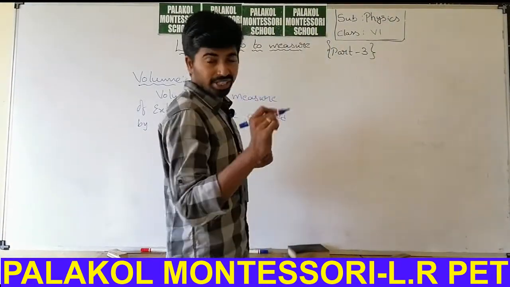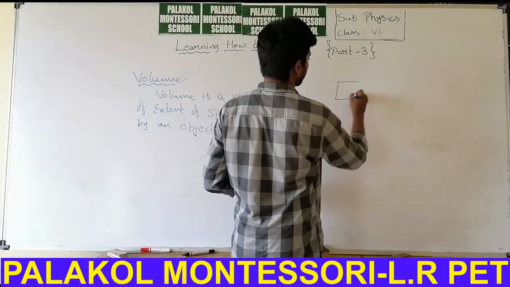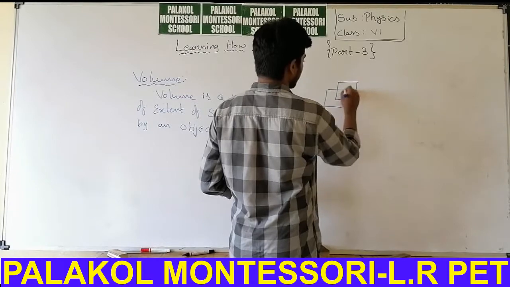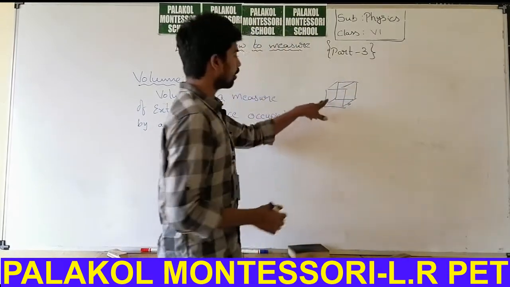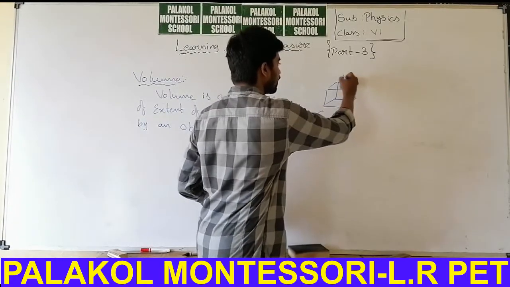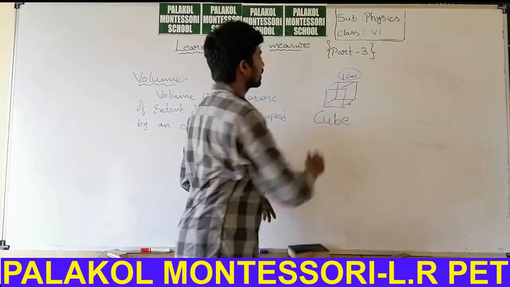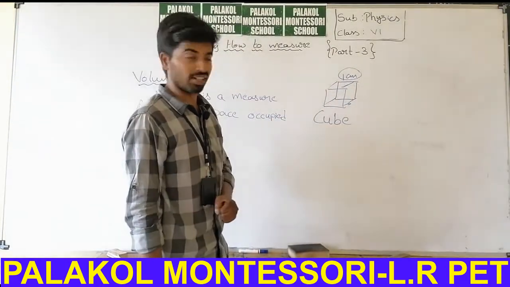So let us construct a cube, a three-dimensional object with 1 centimeter of length. I have constructed a cube with 1 centimeter of length. So what we will call this is a cube. This is a cube constructed with 1 centimeter of length. So every side is 1 centimeter.